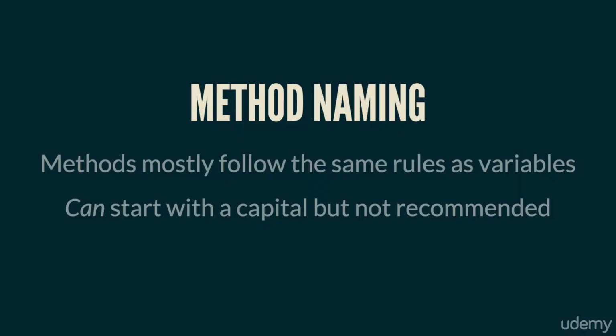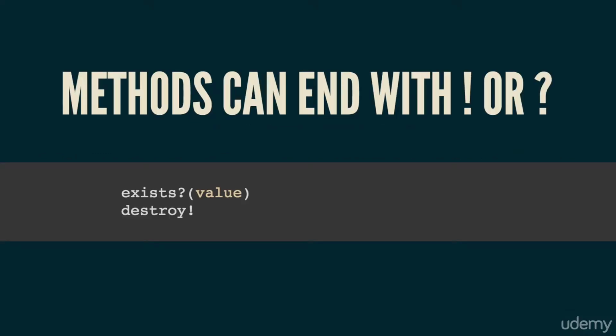In the last lesson we learned about variables and the rules that go along with naming them. Methods have naming rules as well, and for the most part they're very much the same as variables, but there's a few differences. Unlike a variable, a method can start with a capital, but I don't recommend it. Methods can actually end with an exclamation, sometimes called a bang, or a question mark. So these are valid method names as well.